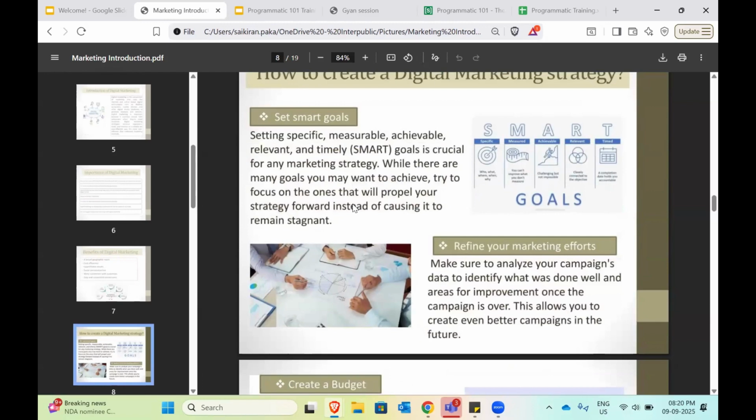So before running any of the campaign, there are certain things that we need to keep in mind. First, the goals: what the campaign is about, what you're trying to achieve, what would be the objective. If you have a clear understanding about the goals of the campaign, it would be easier for you to strategize the marketing campaign. You can plan exactly how it's going to be, how to reach out.